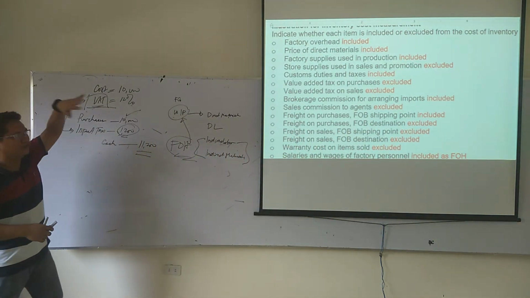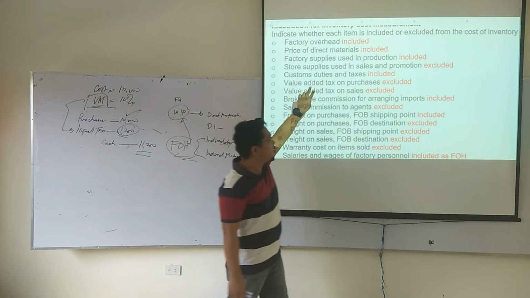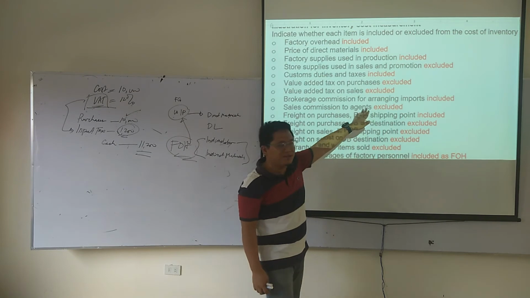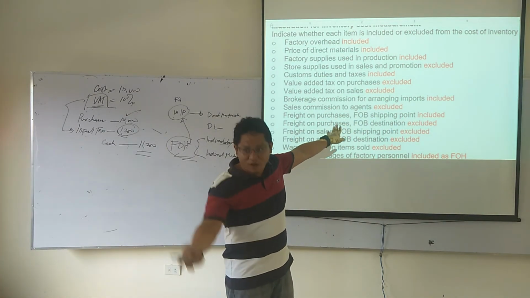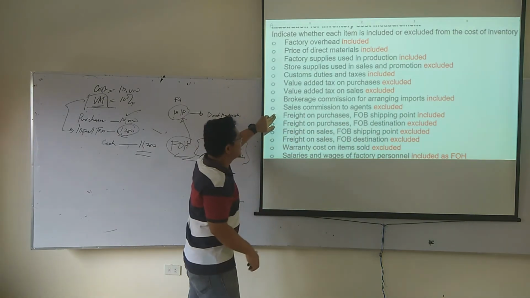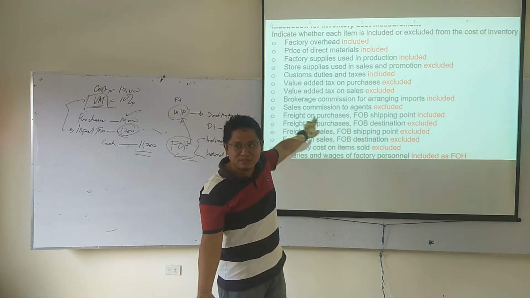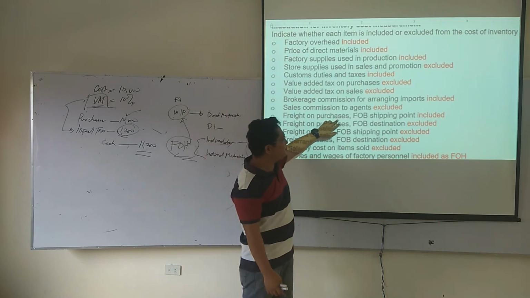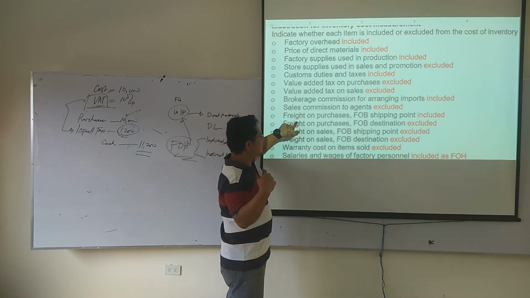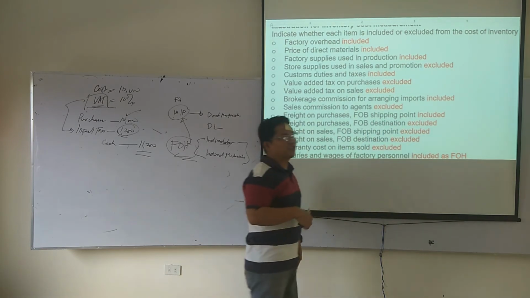So this goes to the VAT. So value added tax on sales, of course, is the reciprocal of purchases and sales. This goes to the VAT. Brokerage commission for arranging imports. Again, our rule is all necessary expenses to bring in our goods are part of inventory. Sales commission to agents are excluded because they are selling expenses. Freight on purchases included, again to bring our goods. Then it's FOB shipping point.